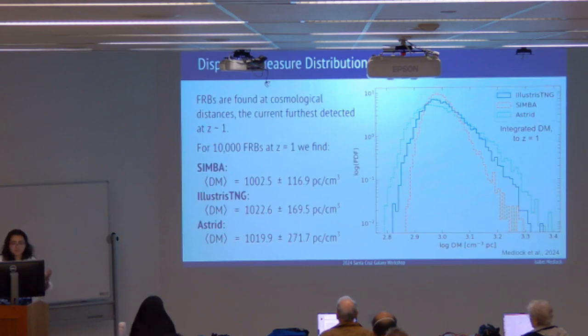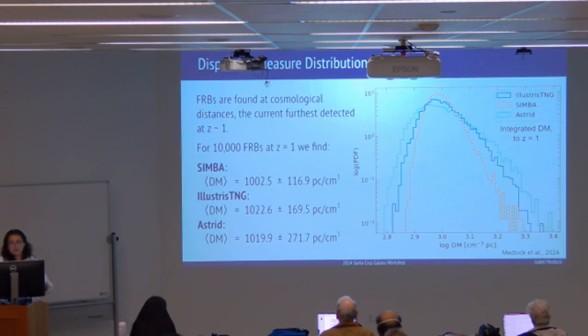FRBs are typically found at large distances. I think there's only one that's been detected within the Milky Way itself. I think the furthest that's been detected or confirmed is redshift 1, but I think we do expect more. So the next step is to look at what these distributions and statistics look like for FRBs found at these cosmological redshifts.